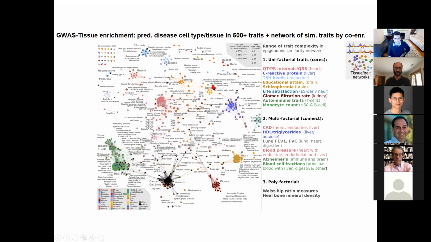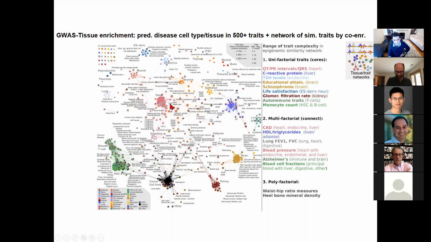We are able to look at the network of trait by tissue association, so placing traits in a network according to the tissues in which they are enriched and co-enriched. You can see here these psychiatric and IQ associated traits localizing in brain. You can see Alzheimer's and a bunch of immune traits localizing in blood. You can see heart and blood pressure, etc.